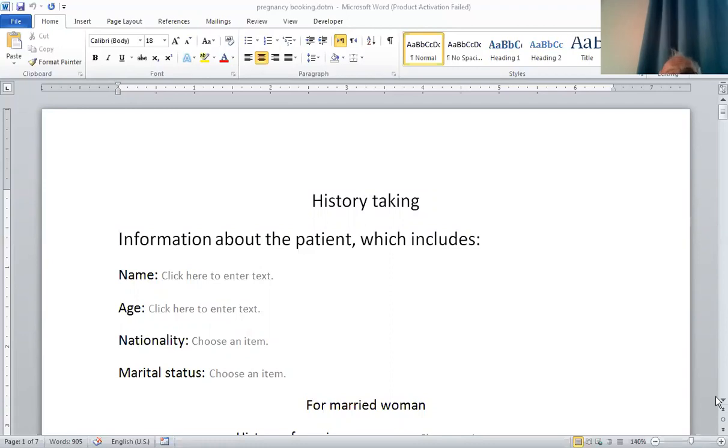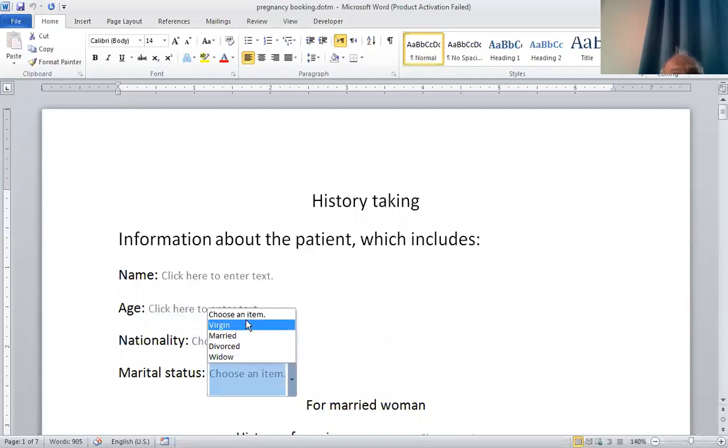Today we are going to discuss how to take a history. The first thing you have to take is the information of the patient, which includes the name of the patient, the age, how old, the nationality, and the marital status, whether she is a virgin, married, divorced, or widow.